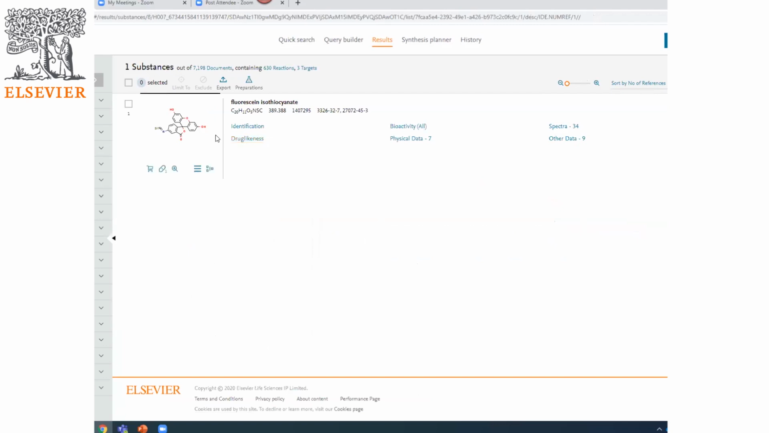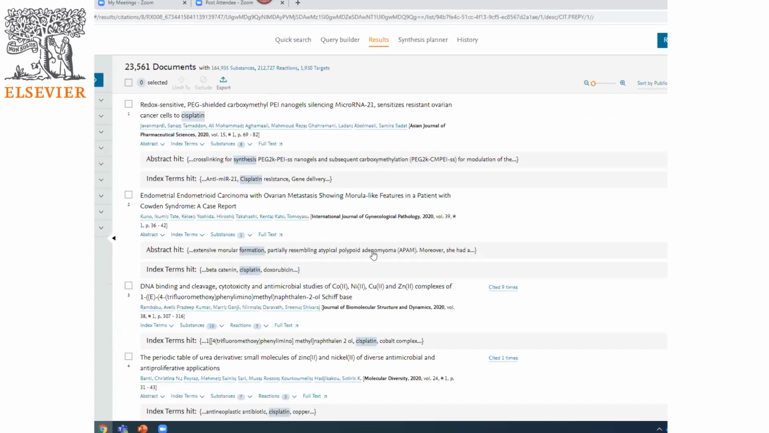You will go to the page of the molecule. You see, now we see the word substance here, and the filters are different. These filters relate to the structure search, and detailed information about the molecule is available. Let's come back.